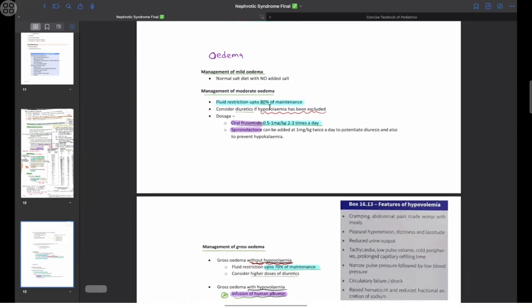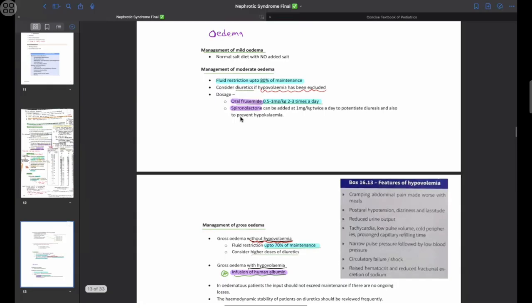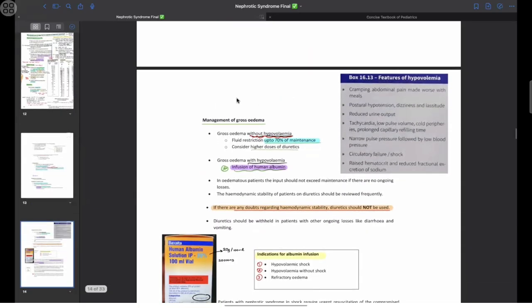But this is a moderate edema. For the dosage, we can give oral furosemide, and spironolactone can be added. Now these things I don't think you really need to know in detail.